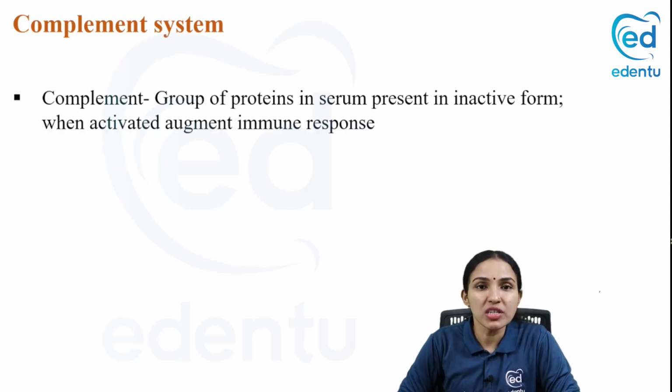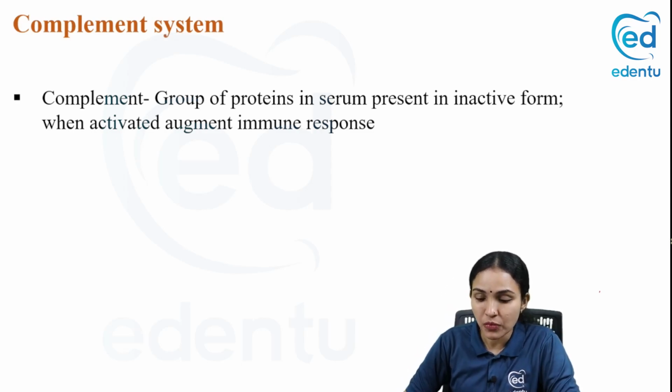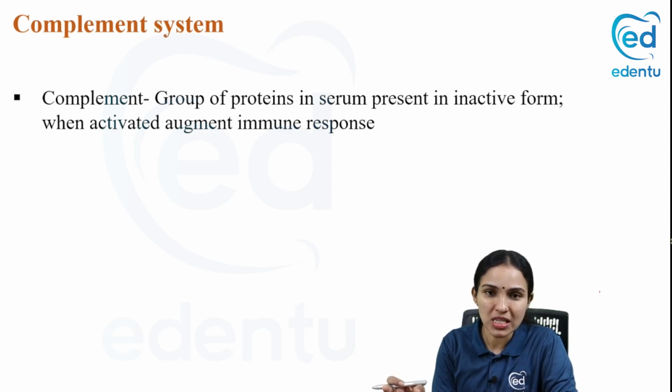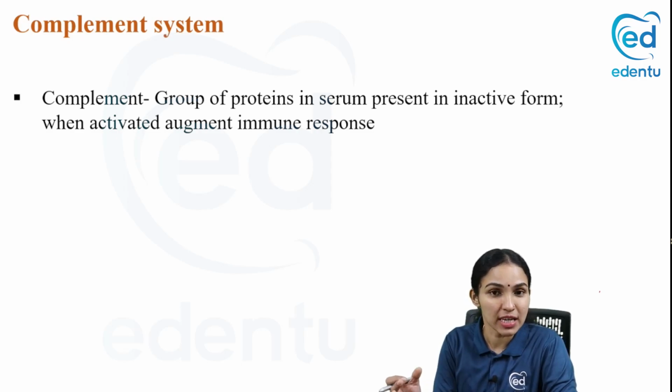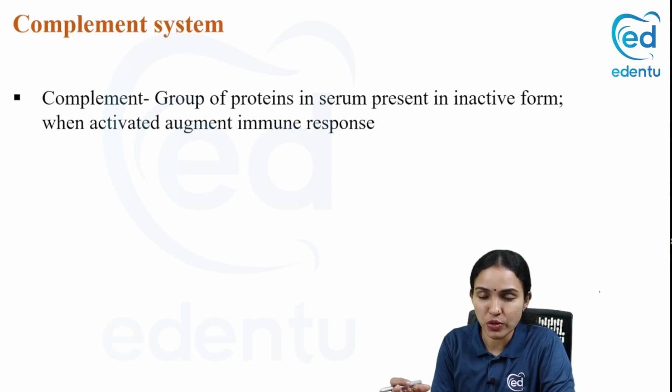So first of all, we'll see what is meant by complement system. Complement system, or you can call it a complement cascade, actually consists of some proteins which are present in serum as part of innate immunity. They are present in our serum in inactive form. When they get activated, they augment the immune response. So they help in clearing the microbes from the serum, and they help in removing certain infected cells and destroying cells. Not only that, they can enhance phagocytosis, and they can cause anaphylactic reactions and inflammation.